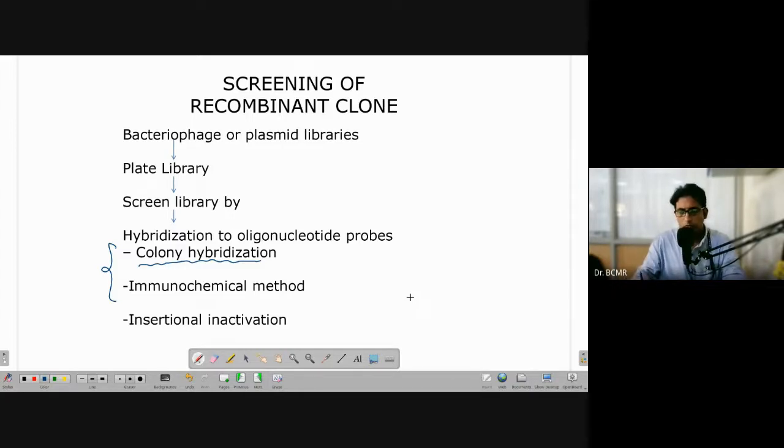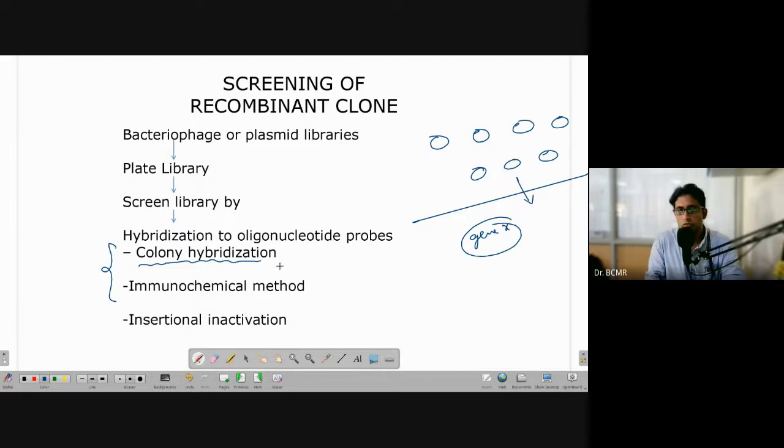The objective you should remember is this: say we have several clones and we want to figure out which clone has gene X, for example. How do we find it out? We can use hybridization based on the nucleotide sequence. We can also use immunochemical methods, that is, using antibodies if we are recognizing at the level of protein.